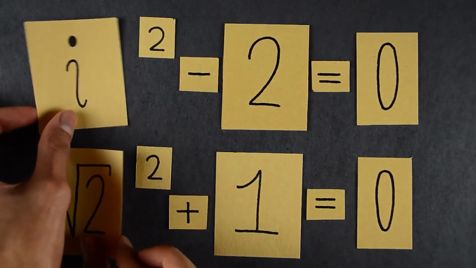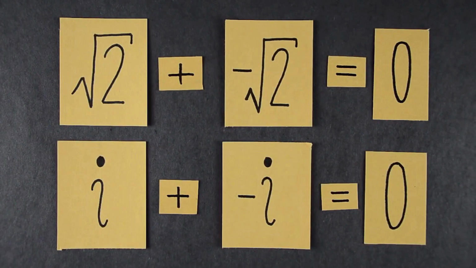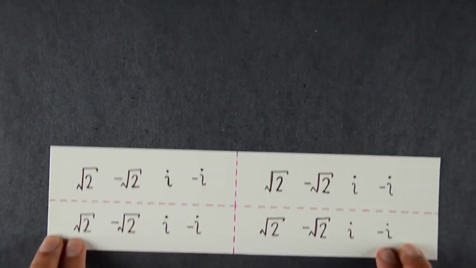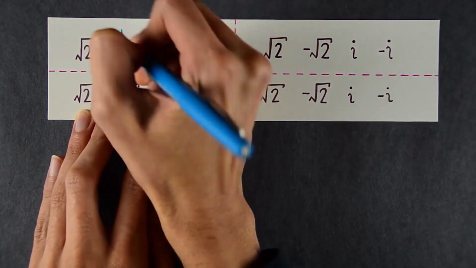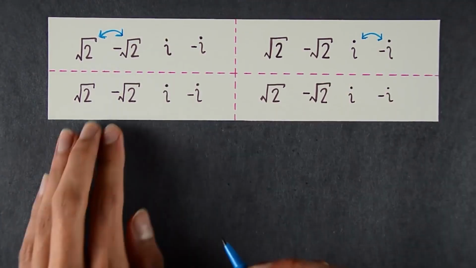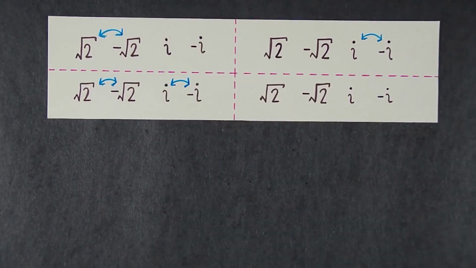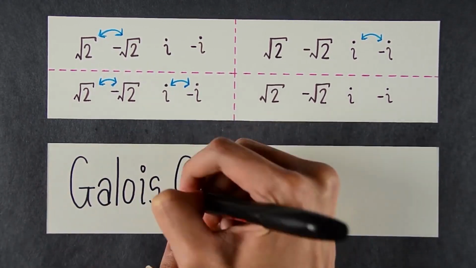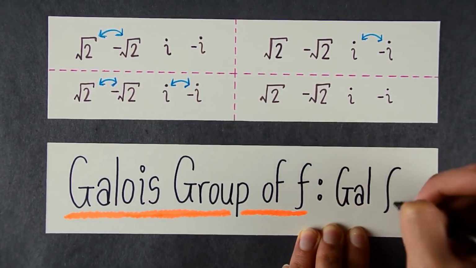It turns out that every single polynomial relation involving these numbers that has rational coefficients, like these ones here, still holds when you swap the roots in these ways. Namely, you can swap root 2 and negative root 2, i and negative i, root 2 and negative root 2 together with i and negative i. Or you can do nothing at all. The set of all these permutations is called the Galois group of f, denoted Gal(f).